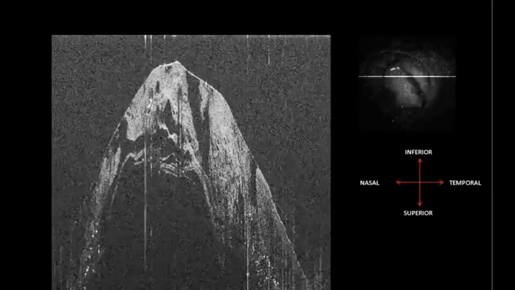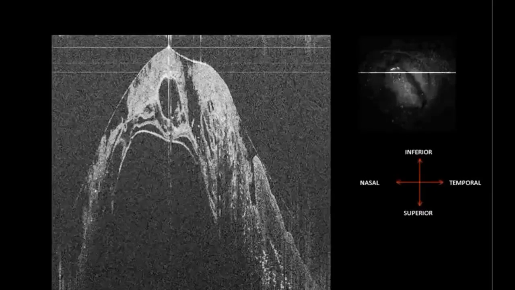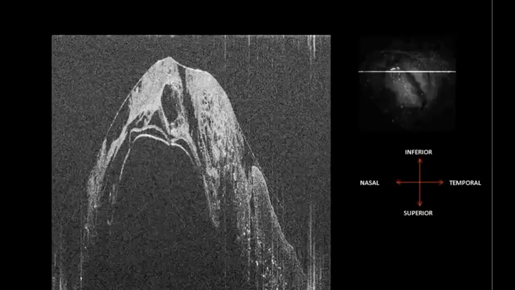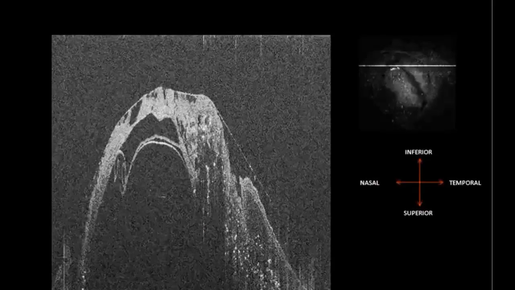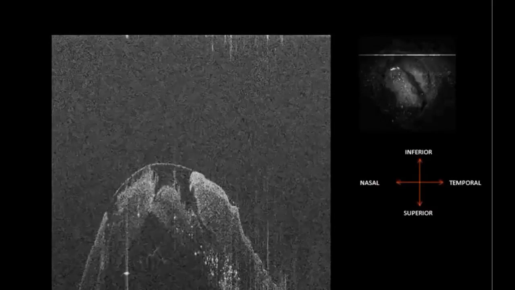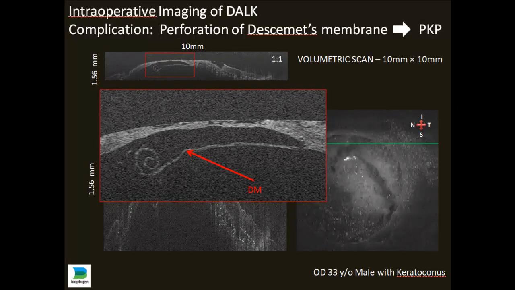And now we can see that, in fact, there begins to be this perforation and scroll of Descemet's membrane where there's penetration and rupture of Descemet's. So in that case, we proceeded with penetrating keratoplasty because of the rupture. And here's a high magnification, nice view of the rupture and scrolled Descemet's membrane.